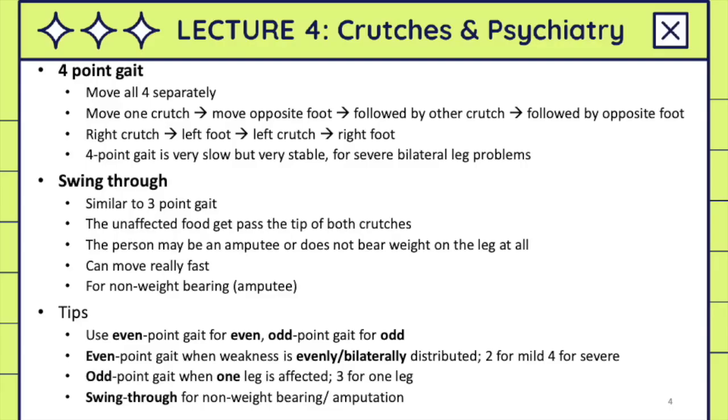Well, 4-point goes like this. You move a crutch, any crutch, just pick a crutch. But once you move that crutch, now you're locked in. Your sequence is now locked in. Because now what must you move? The opposite foot, followed by the other crutch, followed by the other foot. So 1, 2, 3, 4. That's 4-point gait. It's very slow, but very stable.